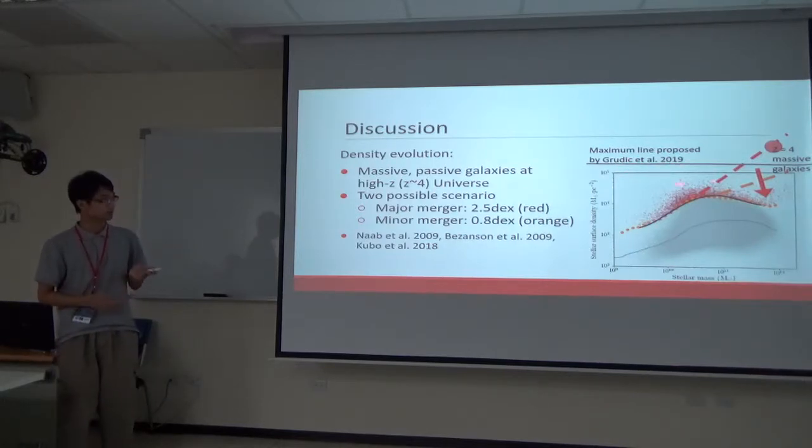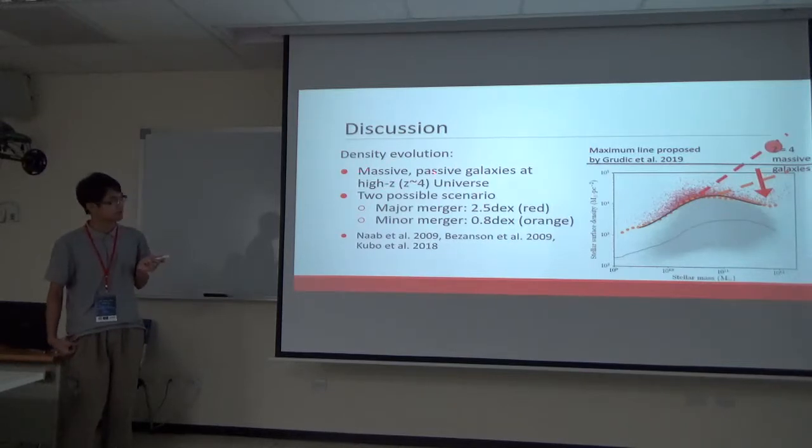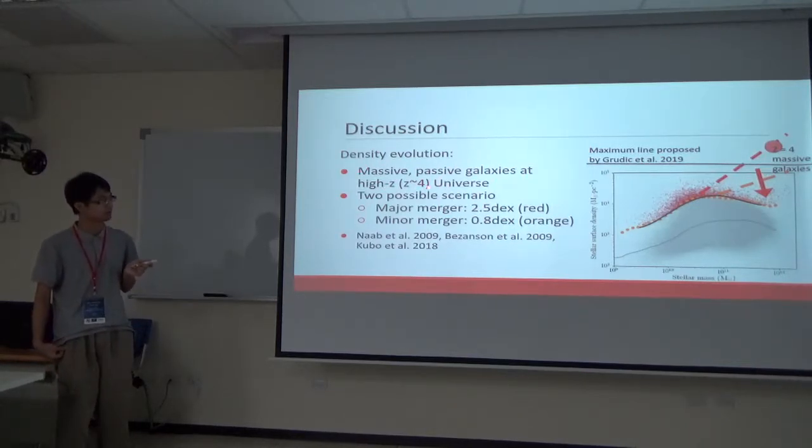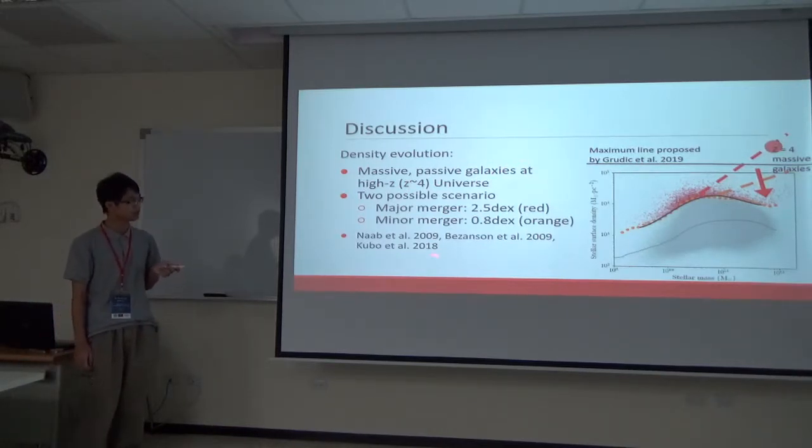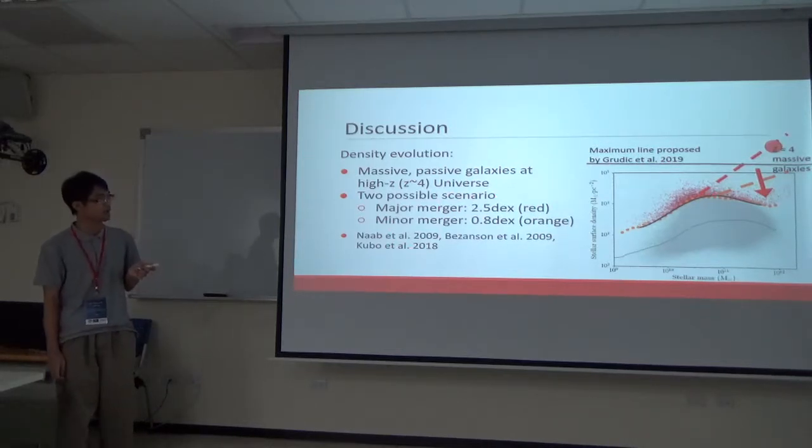There are some observations of massive and passive galaxies at high redshift, above z equals 4 in the universe. And if you apply some evolution scenario to these high-redshift galaxies, in either major merger or minor merger, the density could go down because the size is increasing.